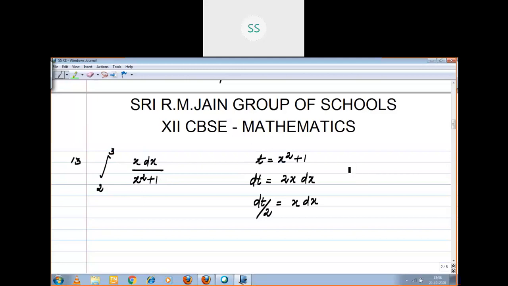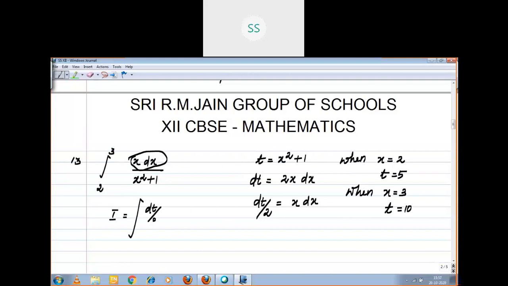I said the differentiation of the denominator gives you the result of your numerator. Then whenever you adopt substitution, if a limit is there, the limit also will change. So when x is equal to 2, t is equal to 5, that is 2 square, 4 plus 1, 5. When x is equal to 3, t is equal to 10. Now, I equals, x dx can be replaced by dt by 2.